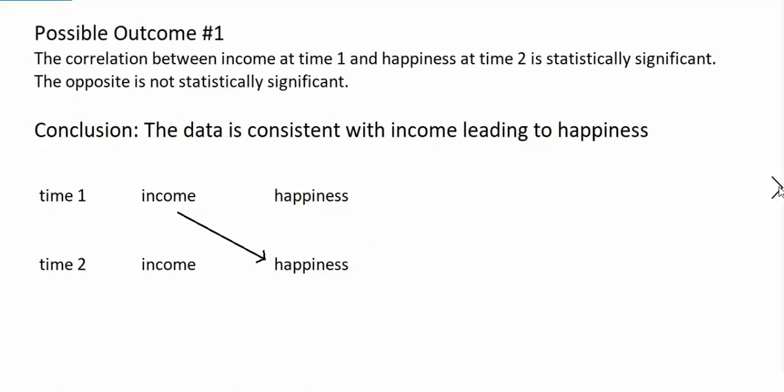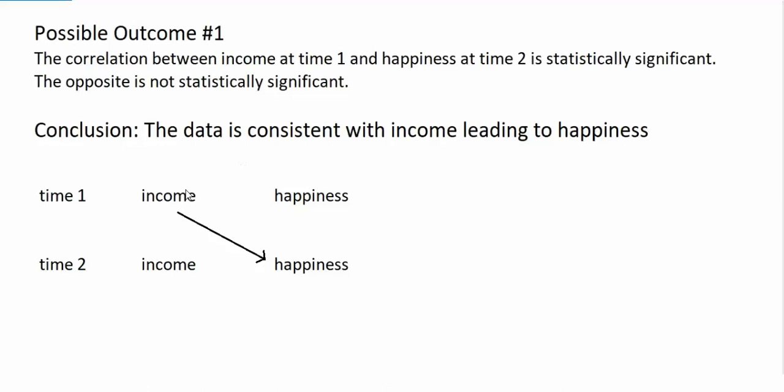And here's the first possible outcome of this cross-lagged panel design. The first possible outcome is that the correlation between income at time 1 and happiness at time 2 is statistically significant, but the opposite is not statistically significant. So the correlation between happiness at time 1 and income at time 2 is not statistically significant, which is why there's no arrow right there. So if this is what happens, the researcher would say that the data is consistent with the possibility of income leading to happiness, and it's not consistent with the opposite.